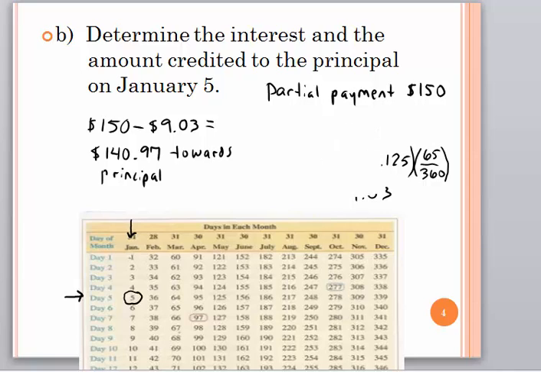And so at this point, how much does she still owe? The original loan, remember, was $400. And she's now paid $140.97 towards principal, leaving her a balance on the loan of $259.03.